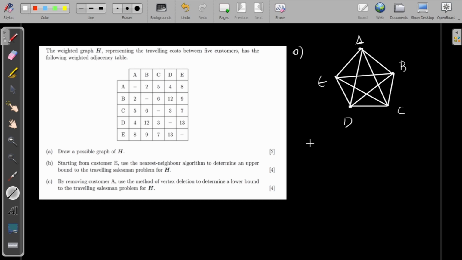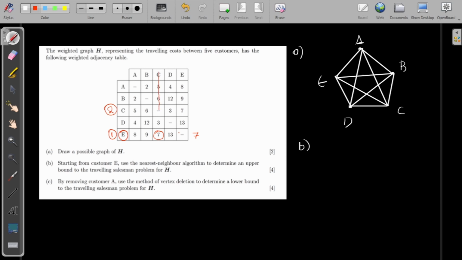Now, let's see B. What does it say, B? Now it says, starting from customer E, use the nearest neighbor algorithm to determine an upper bound to the traveling salesman problem. So how does this work, the nearest neighbor algorithm? It's easy generally. This is my starting vertex, E. Now I go to my vertex and check which is the lowest value in this row, 7. So from E, I will visit the vertex with 7, which is C. So the second after E is C.